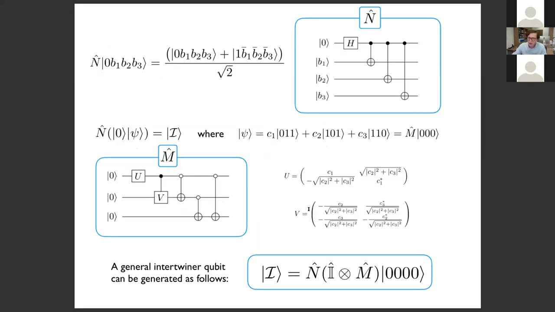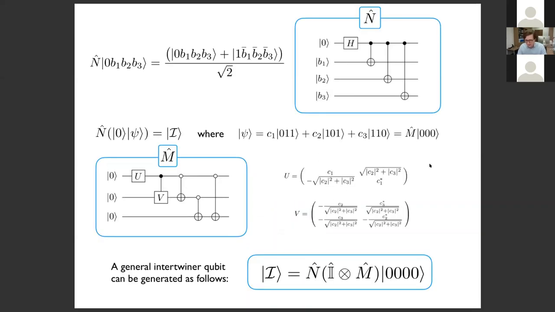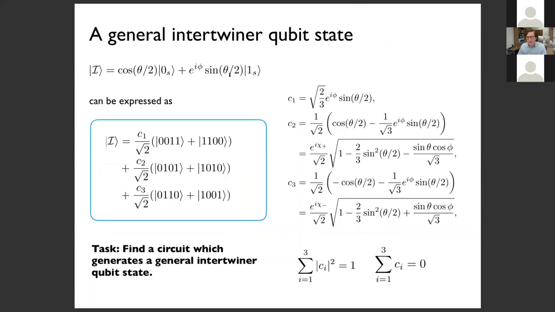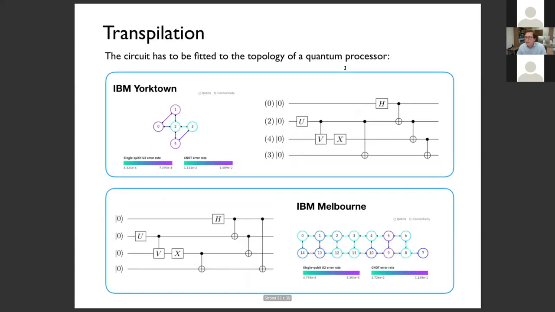I'm not going to go into the details of how this circuit works, because time is running. But eventually what you can do is introduce a quantum circuit, this circuit, which is generating an arbitrary intertwiner qubit state with some U and V unitary matrices with the coefficients C1, C2, C3, which are functions of the theta and phi angles on the Bloch sphere. Here you have control-NOT gates, and anti-control, but you can also express them using CNOTs. So this is basically the circuit that we are going to investigate right now and simulate on a quantum computer.